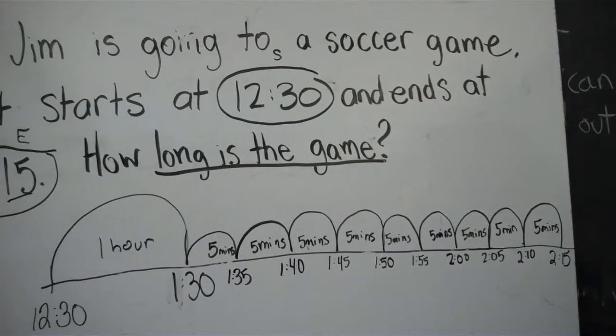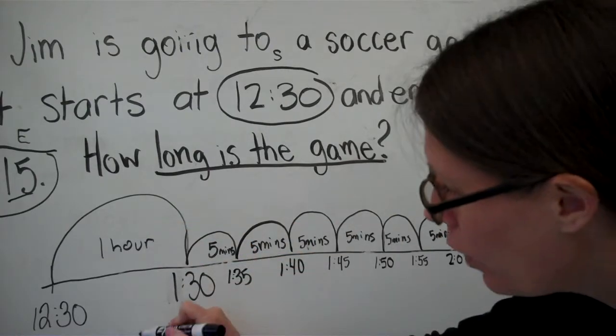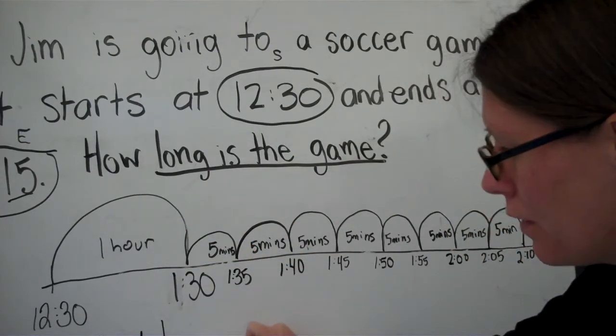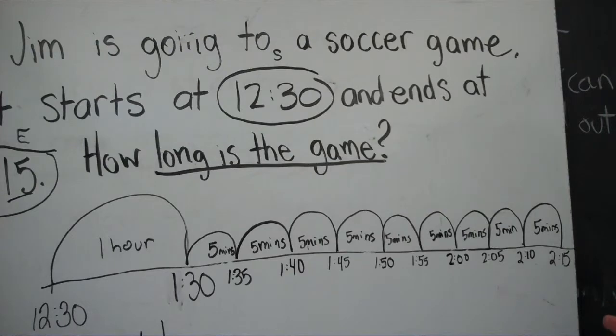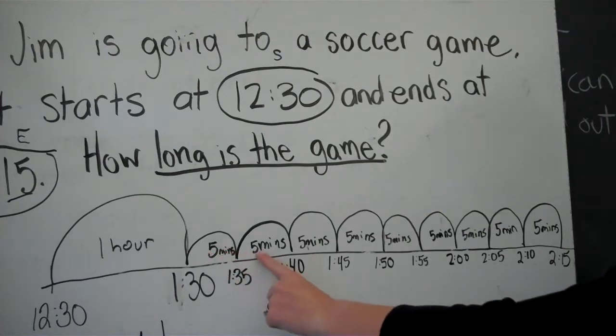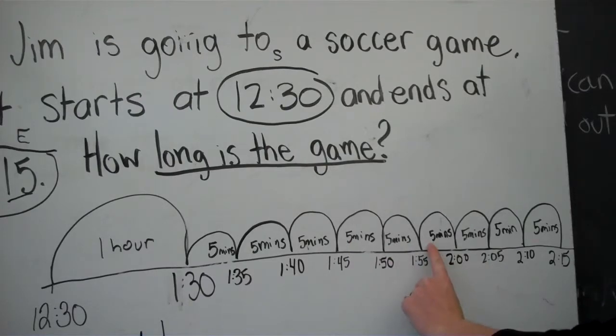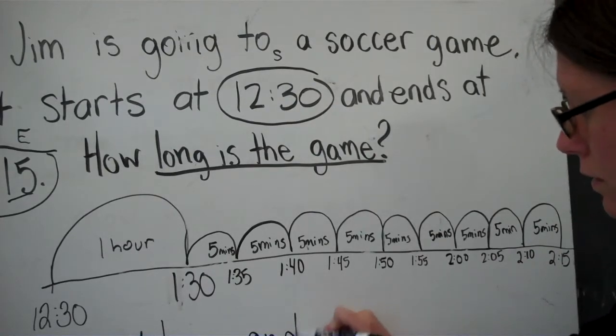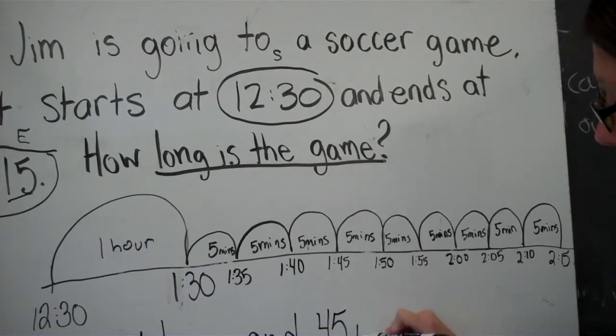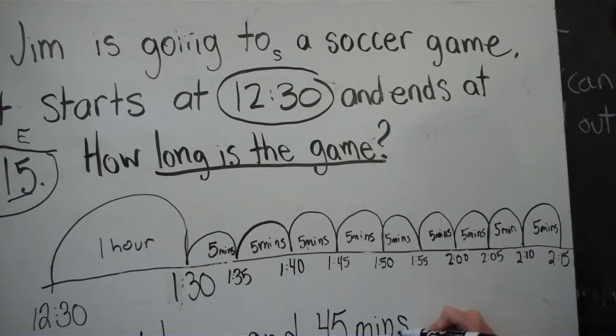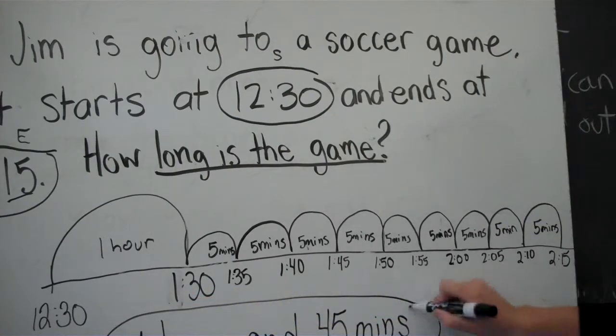So now I'm going to count up how much time passed. I know that 1 hour, and then I'm going to count my minutes. 5, 10, 15, 20, 25, 30, 35, 40, 45, 45 minutes. That's how long the game was.